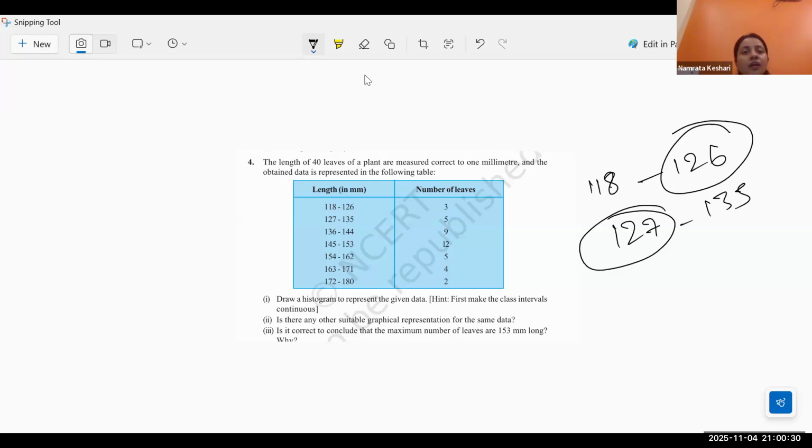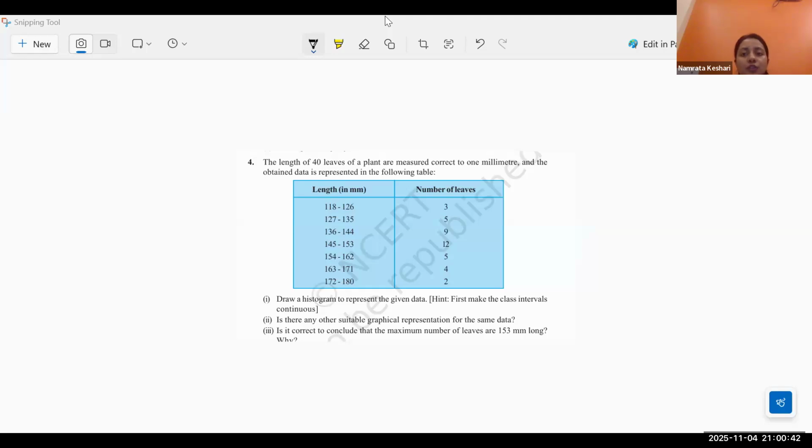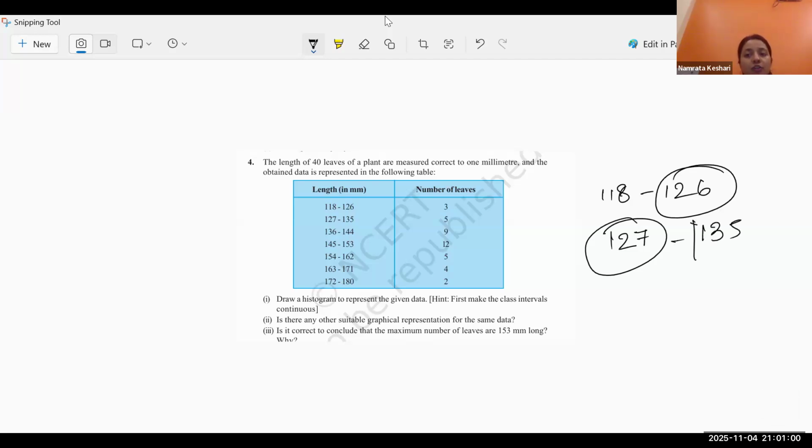Yes, ma'am. So we have to make it continuous first. How will we make it continuous? Let's see how we can make it continuous. First of all, we have to draw the table again. First we will check what the gap is. Gap means the gap between the upper limit over here and the lower limit over here, and the same for all the other upper limits and lower limits. All the gaps will be the same.